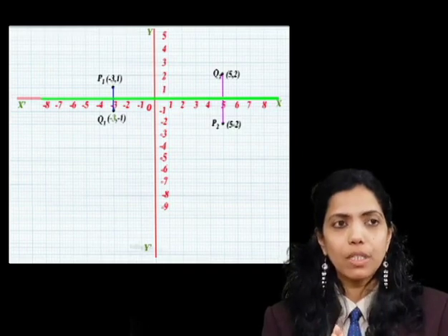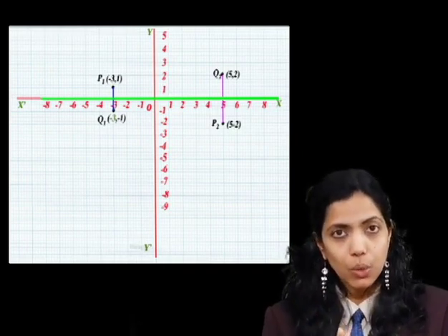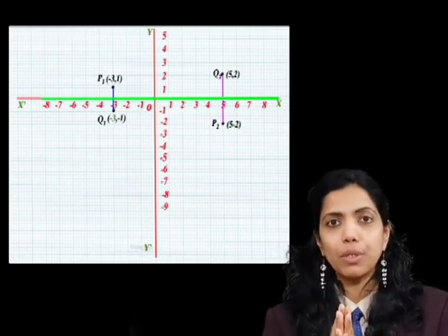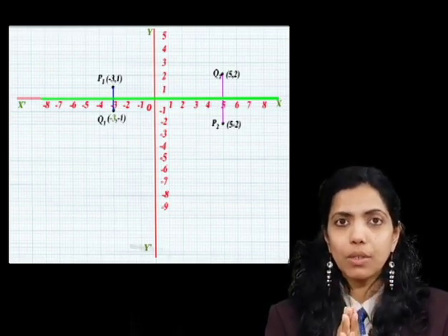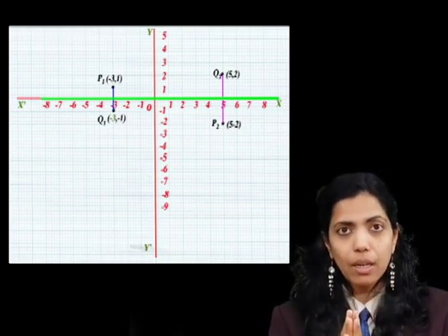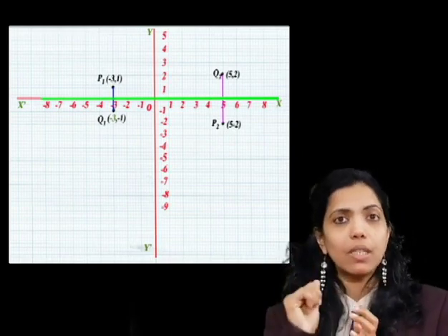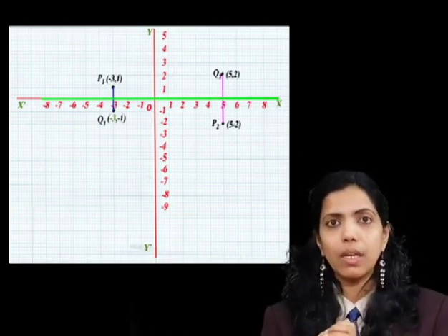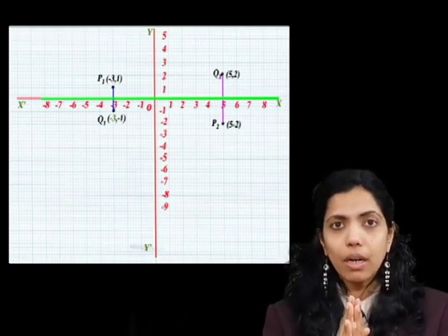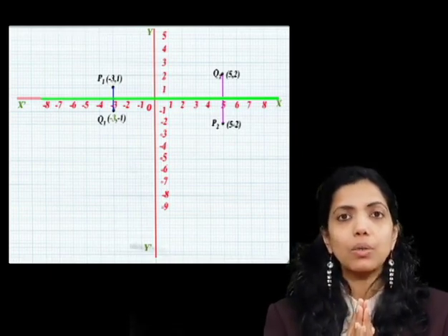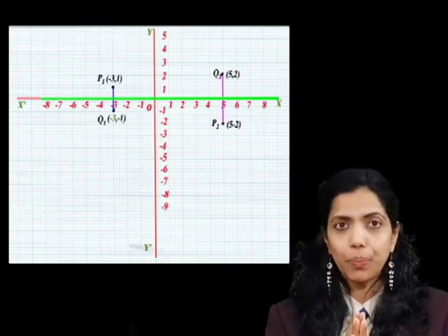So the second point, P2 (5, minus 2). So what will happen for Q2? There is no change for the x coordinate. Keep it as itself, 5. And the y coordinate is given as minus 2. Change the sign, it will turn positive. So we are getting the coordinates of the mirror image as Q2 (5, 2).